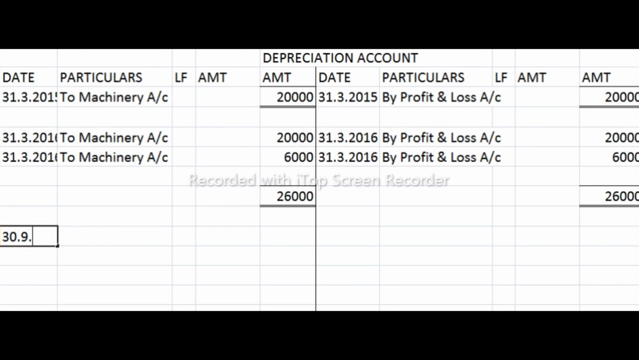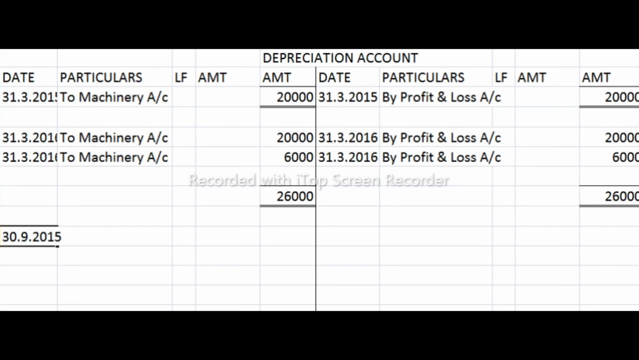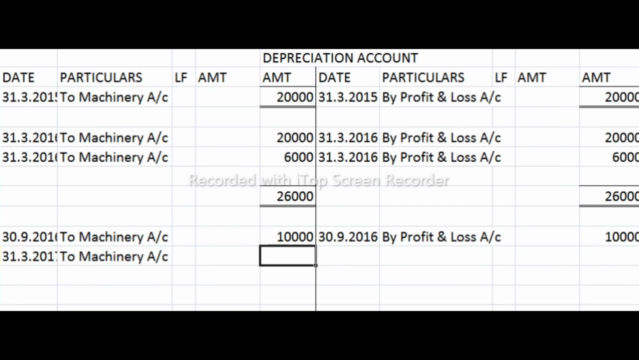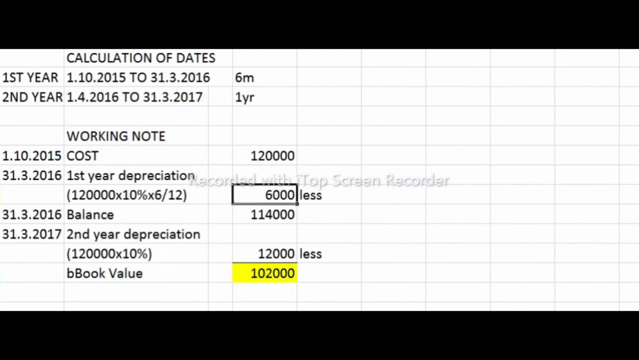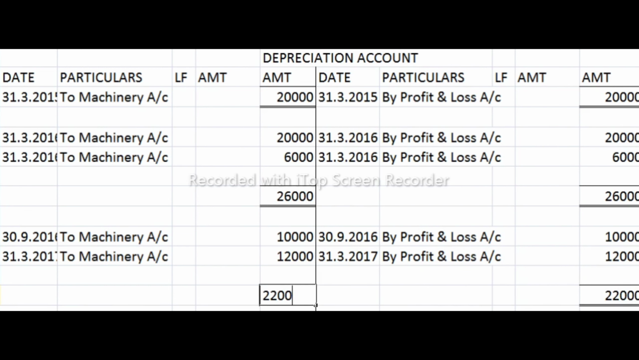The last year's depreciation, again 2 times you are going to write the machinery account and the profit and loss account. The last year depreciation for the first machinery is going to be only 10,000, and it is going to be dated on the sale date, which you can take from the working note. And the second machinery is going to be 31/3/2017, the last date on which accounts are closed, and the amount of depreciation also can be taken from the working note, which is going to be 12,000.